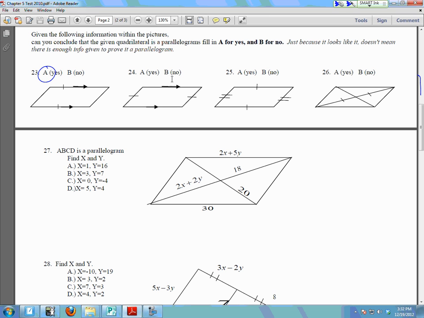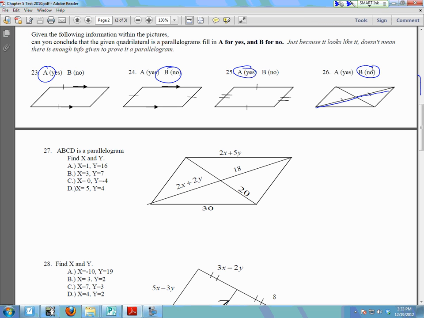Here we're showing one pair being parallel and a different pair being congruent. So that's no. I had a theorem that said if both pairs of opposite sides are congruent, that would work. So yes, that is a parallelogram. And looking at this, we know that this diagonal here gets bisected, but we don't know anything about this diagonal. So the answer would be no there.